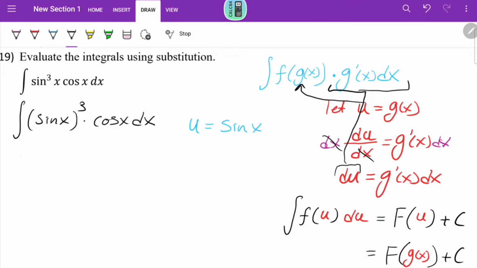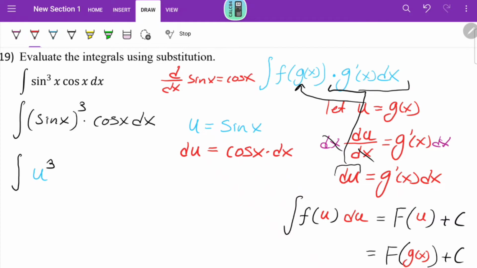So let me draw my new integral. U is equal to sine. So instead of us having sine of x to the third, we're now going to have u to the third power. Now let's take the derivative of u to find du. Du is going to equal the derivative of sine, and the derivative of sine is going to be cosine. Let's remember that the derivative of sine of x is cosine of x. And we're going to put the dx next to that.